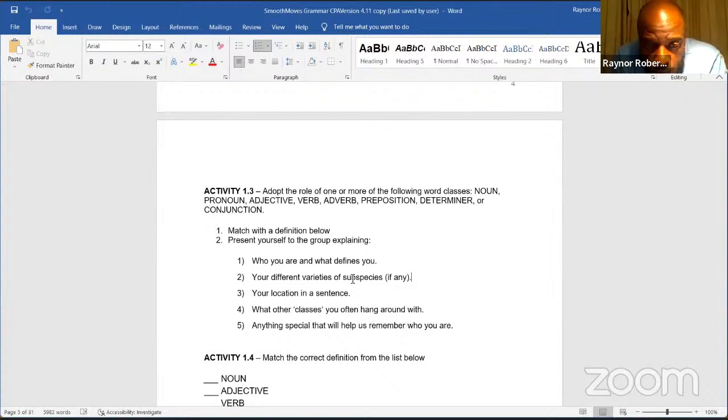Your location in a sentence. I'm thinking preposition. Your location in a sentence, that's what I'm thinking. Remember, this is designed to be more creative, right? So there's no answers per se.